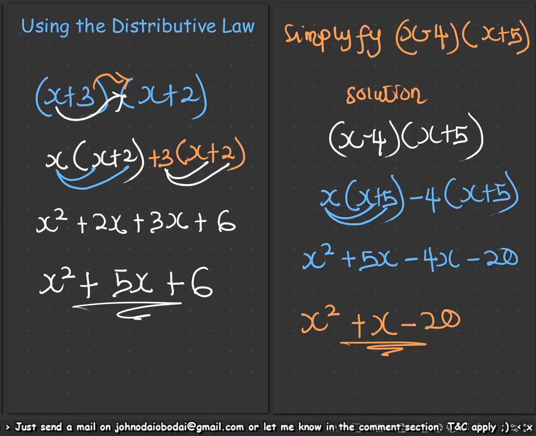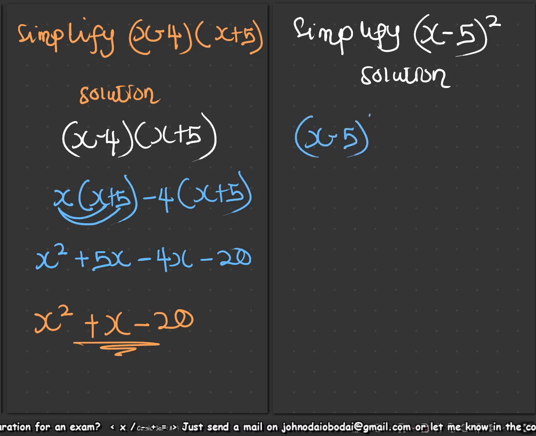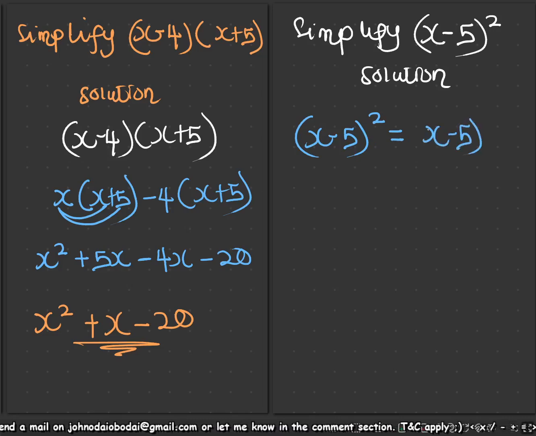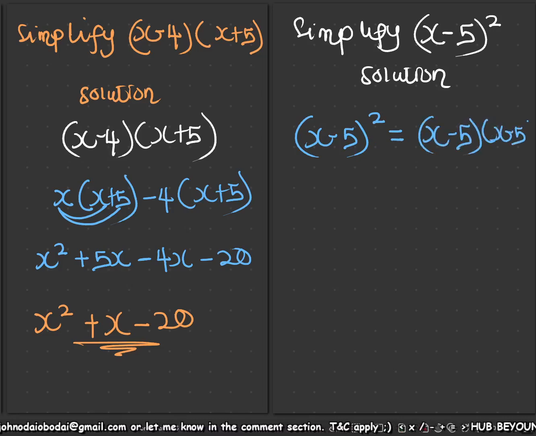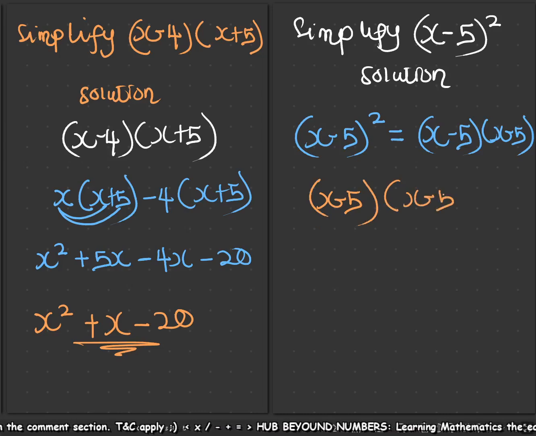Let's solve one last question, and I think that'll be it. Now, in our last question here, we have x minus 5 all squared. You might think they are not two binomials, but they are, because x minus 5 all squared is telling us that x minus 5 is multiplying itself again, so that we have x minus 5 multiplying x minus 5. In view of that, our question has now become x minus 5 times x minus 5.